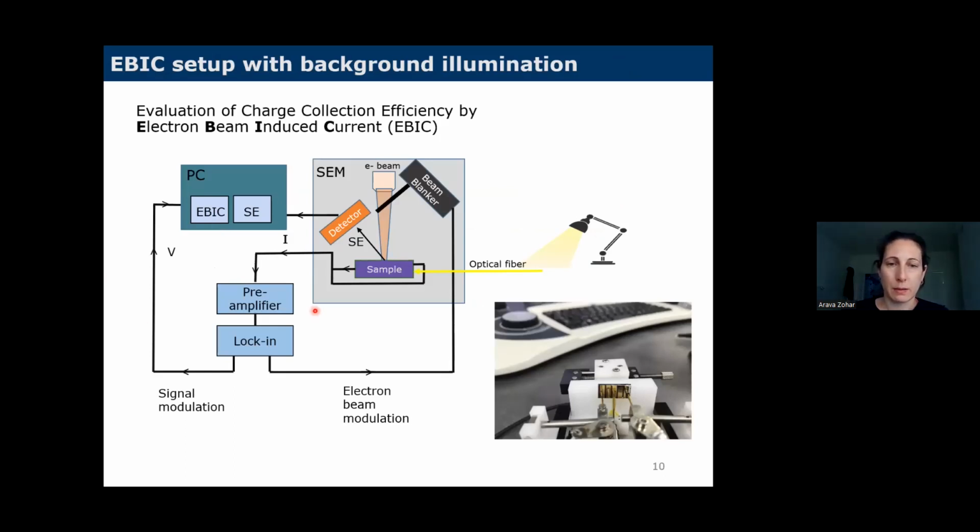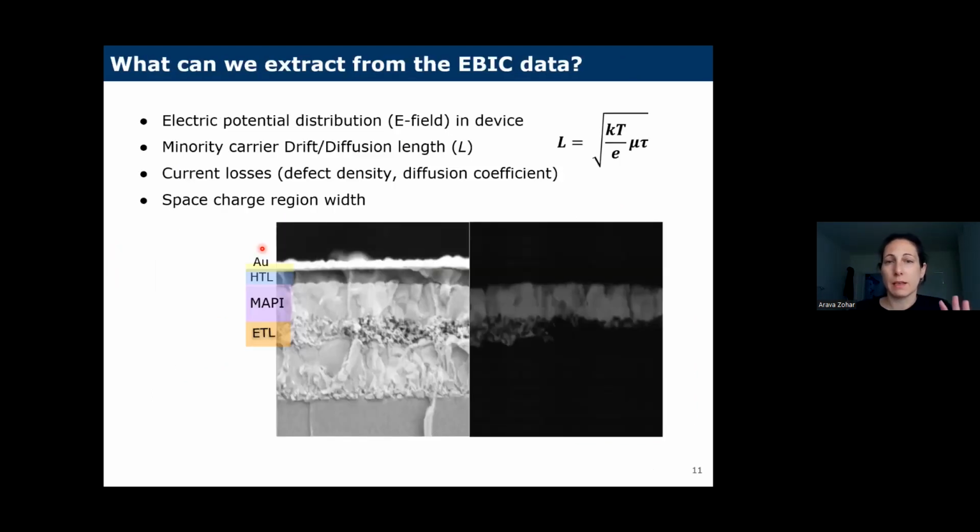So back to the scheme, because I promised to explain it. This is my sample, and I'm collecting the current and amplifying it. I can also use a beam blanker and look into the signal to be more accurate, but it doesn't necessarily have to work like this. At the same time, I'm getting the secondary image. So I basically get two images simultaneously from the same scan of the beam.